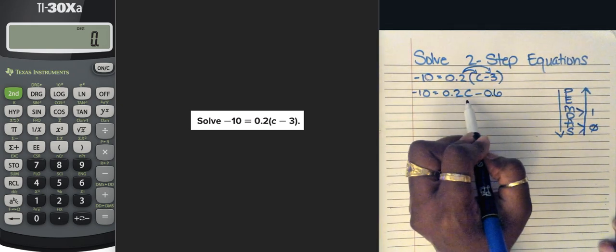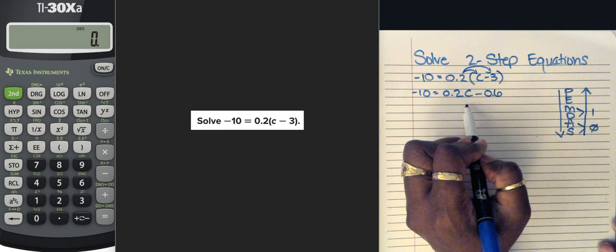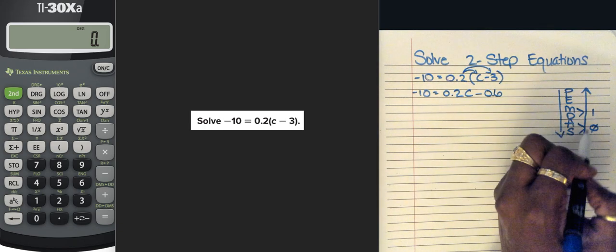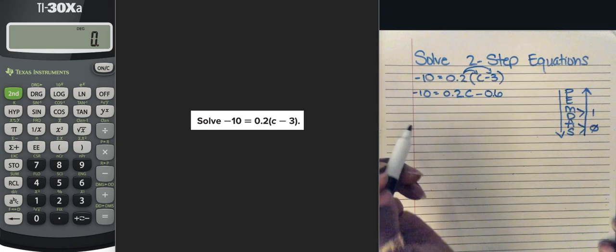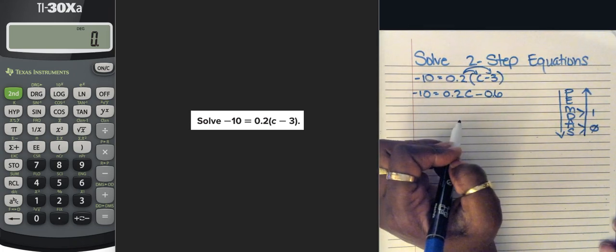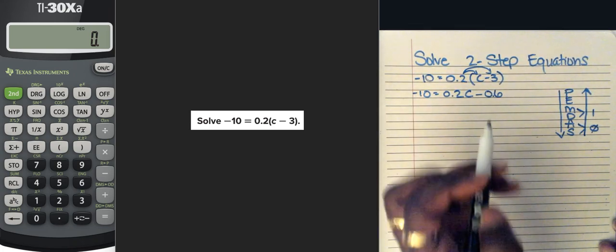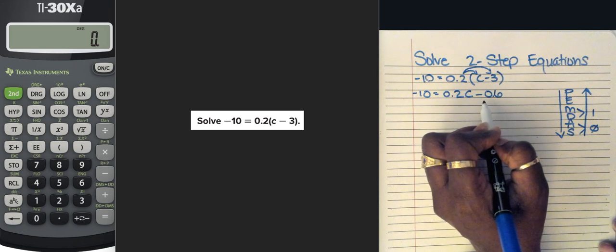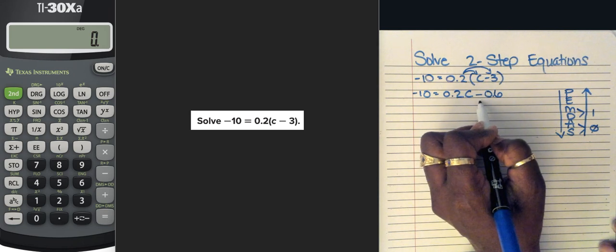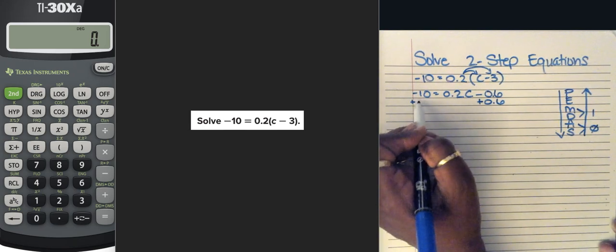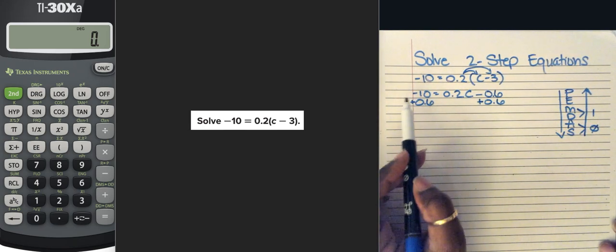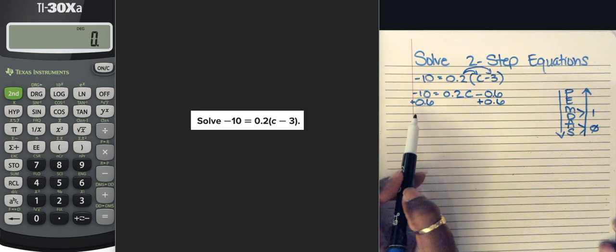All right, now, do we have our variable by itself? No, we don't. So we know that we're going to use PEMDAS in reverse order for us to figure out what the value of C is. So first, let's start off with addition or subtraction. I see that we're subtracting 0.6 or 6/10. So I'm going to add 6/10 to both sides. So plus 0.6.